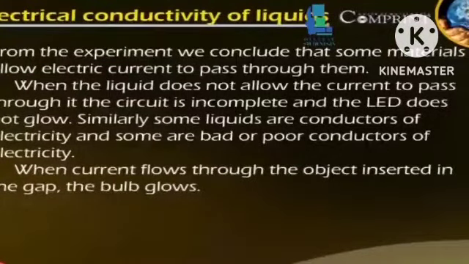From the experiment, we conclude that some materials allow electric current to pass through them. When the liquid does not allow the current to pass through it, the circuit is incomplete and the LED does not glow. Similarly, some liquids are conductors of electricity and some are bad or poor conductors of electricity. When current flows through the object inserted in the gap, the bulb glows.